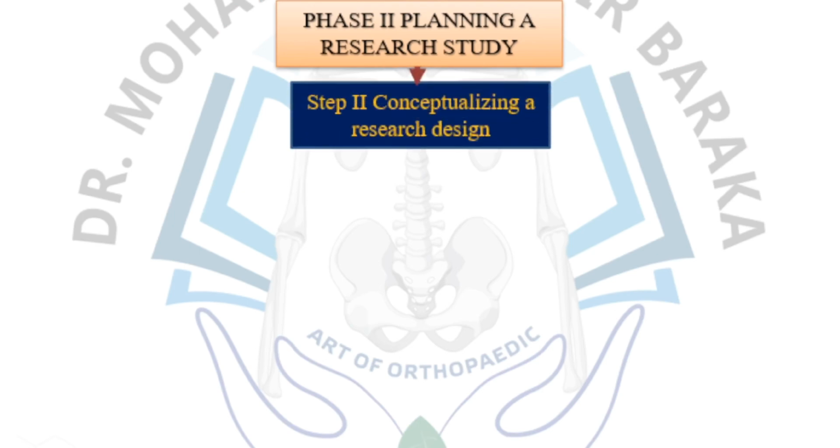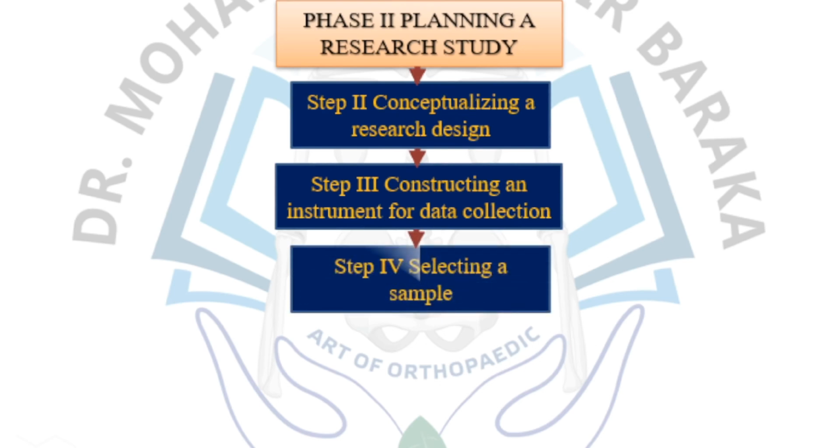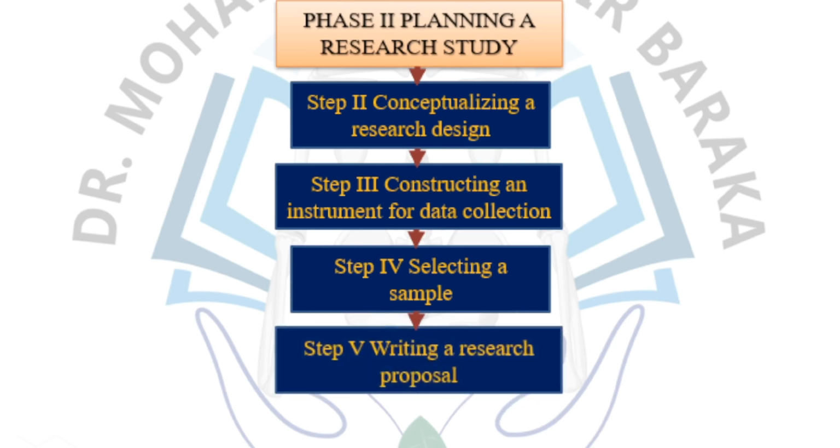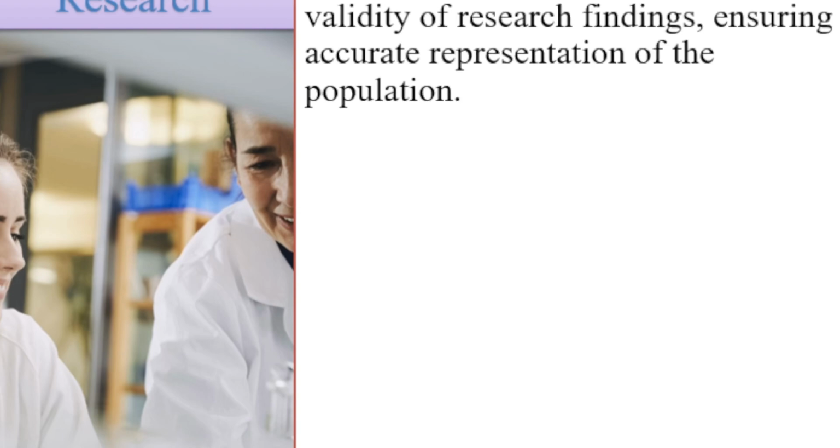In phase 2, as I said, conceptualize the research design, then construct instrument for data collection, sampling and sample techniques, then writing research proposal. Our talk today is about calculating sample size. This is a continuation of the previous lecture. The importance of sample size. First one, validity of a research.